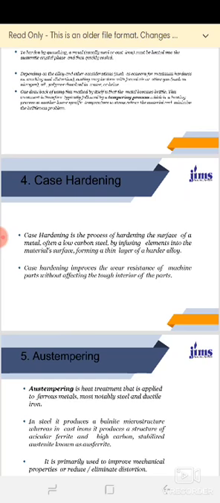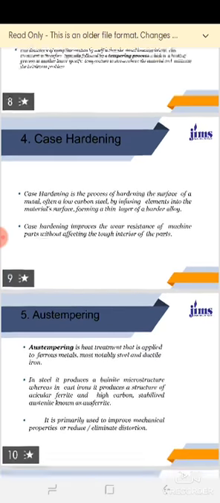The next heat treatment process is case hardening. Case hardening is a process of hardening the surface of a metal, often a low carbon steel, by infusing an element into the material surface, forming a thin layer of harder alloy. Case hardening improves the wear resistance of machinery parts without affecting the tough interior of the part.